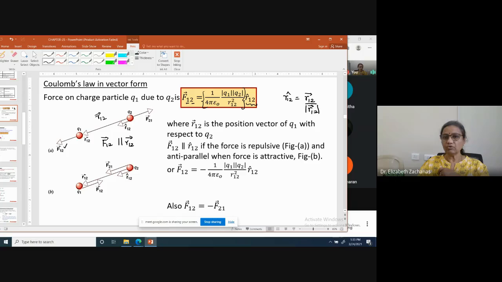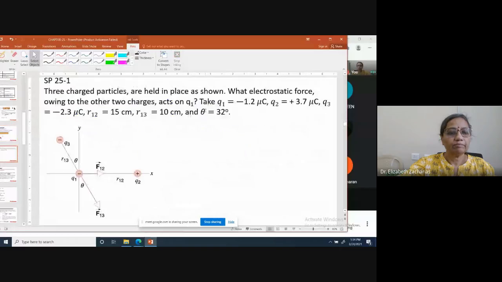If it's an attractive force, there will be a minus sign here. Like here you see, there is a minus sign. That means F12 is anti-parallel to R12. So this is an attractive force. A repulsive force will not have that minus. Okay, with this in mind, let us just go ahead with the syllabus.